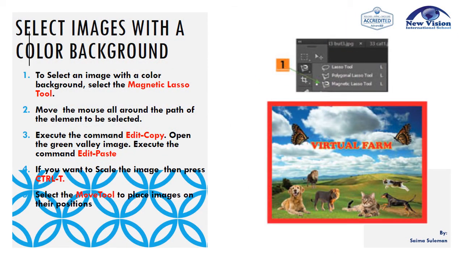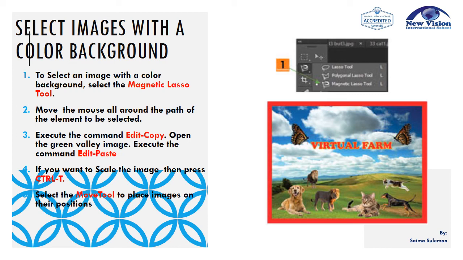Now on page number 71, you will see the next topic, selecting images with a color background. Previously we did images with no background, and in this topic we are going to select images with a color background.